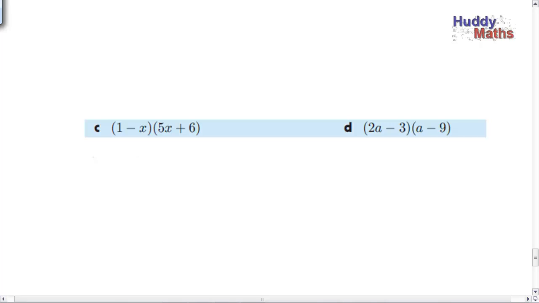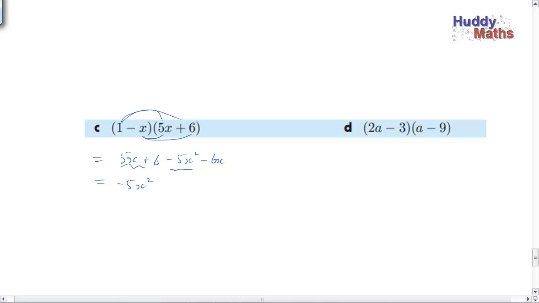Okay, coming back now, this looks a little bit different. Same system. 1 by 5x is 5x. 1 by 6 is positive 6. Neg x by 5x is neg 5x squared. And then neg x by 6 is neg 6x. Okay, let's go through. It looks a bit different, this one. Let's start off with the highest powered term first. So let's put neg 5x squared first.